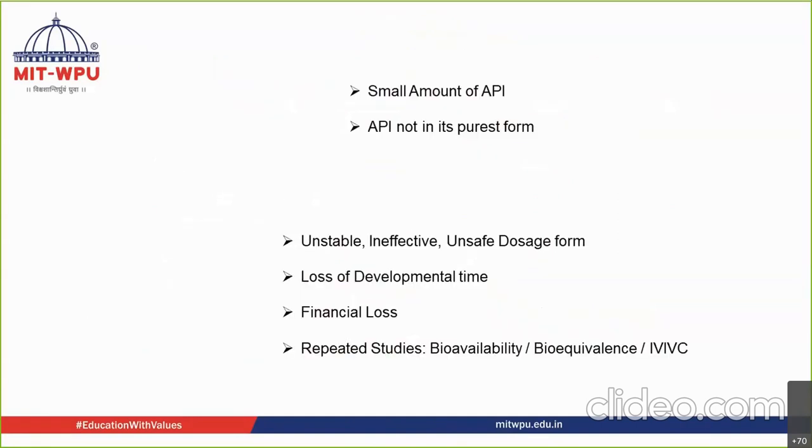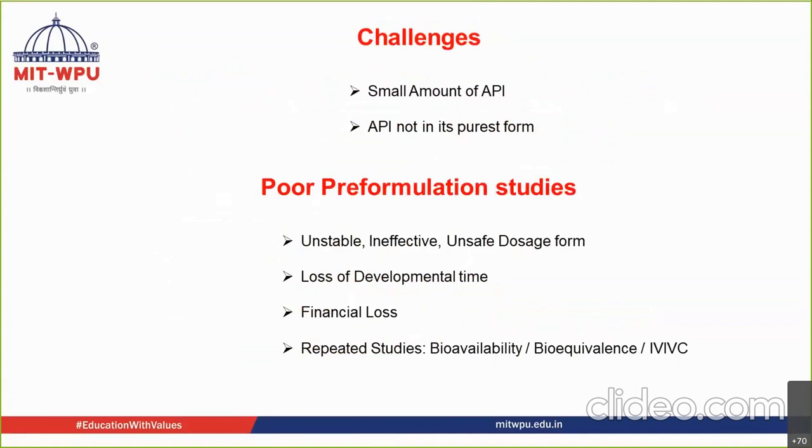Okay, let us move further to the challenges. What are the challenges that occur when you're doing a preformulation? There are two major challenges. One, the amount of API that you get, because it is the initial phase of synthesis. The molecule has been synthesized just now, isn't it? So the API that is available is very small. In that small amount of API, you have to carry out this preformulation step.